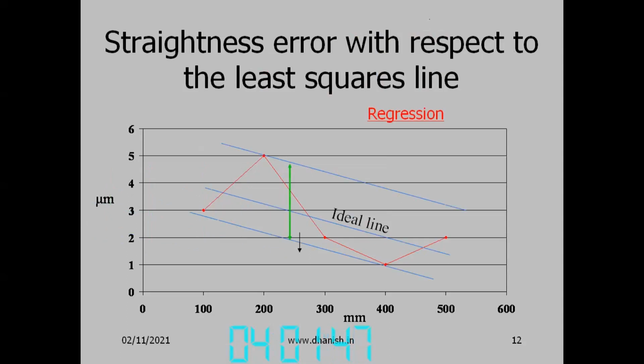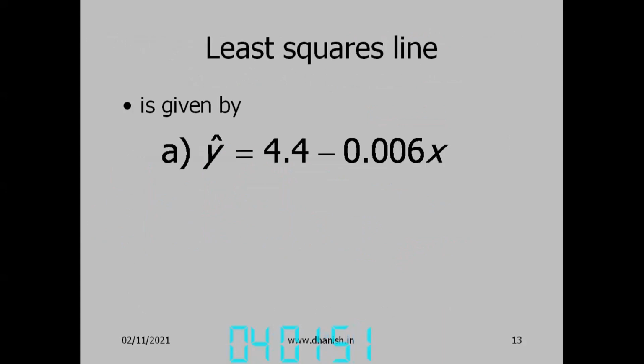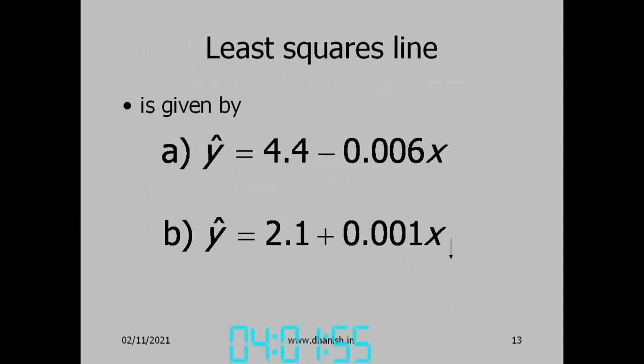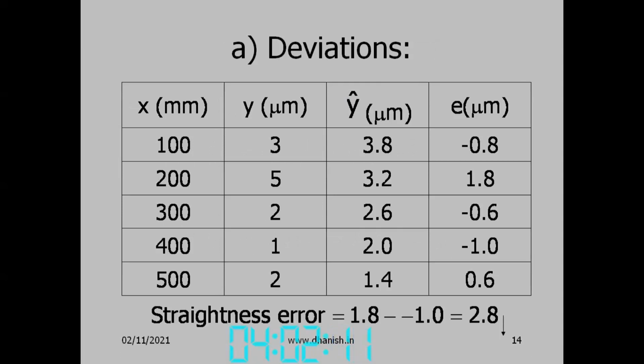Obviously it is possible; we can fit a regression line. That is the other reference line, the least squares line. You can solve it using the usual regression method. We have learned it when we calculated type A uncertainty by regression. In the lab also we have used this regression method several times. So you can fit a straight line and determine the deviations. For the first case, the straightness error is 2.8.